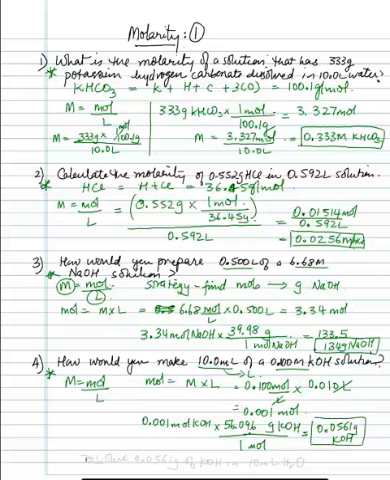So it means that we need to dissolve 0.0561 grams of potassium hydroxide in 10 milliliters of water. Okay, that's how you do molarity calculations.